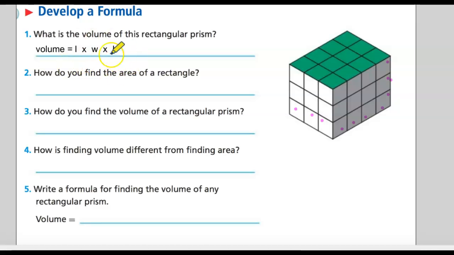So please do that now and then write down the answer to the volume, and don't forget to say that it's in cubic units. Now you notice there's no measurements at all, so you're only going to say the number that you get and then write cubic units. So do that now, please.